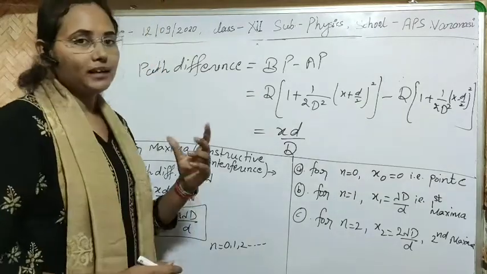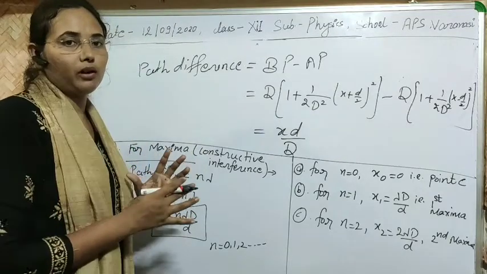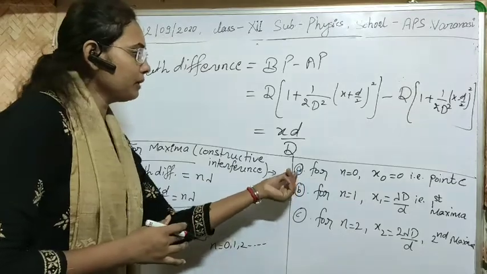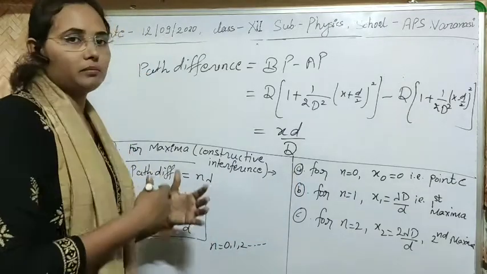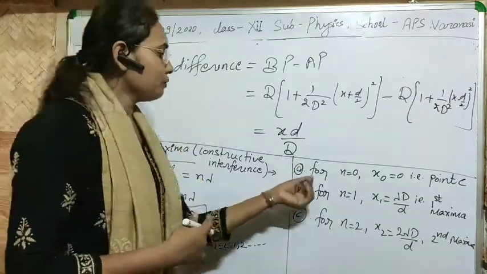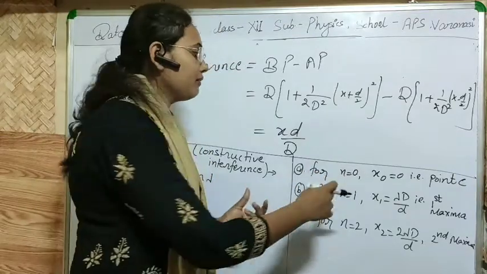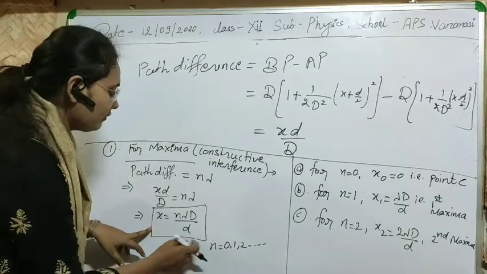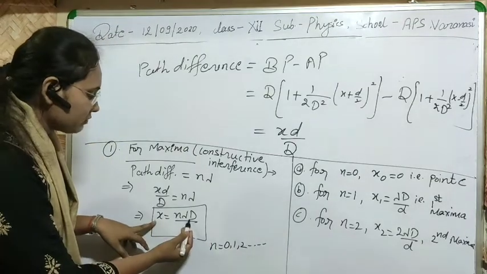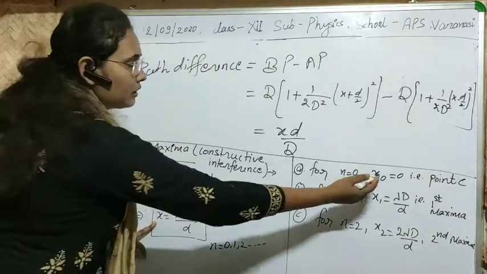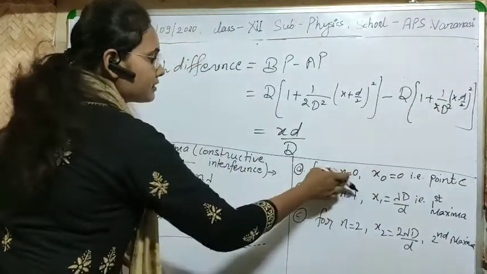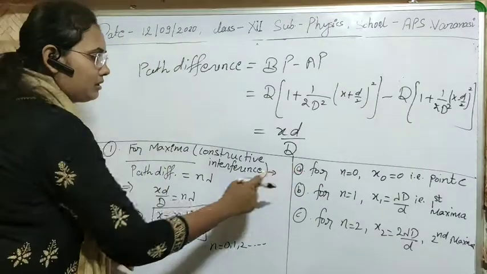This value is the distance of point P from the central maxima point C. So we can also get what will be the first order maxima, second order maxima, third order maxima. The first maximum point we will get at the center, and we can also see it from here. For the value of n equal to 0, x will be 0, means point C. So definitely point C is the point of maxima.